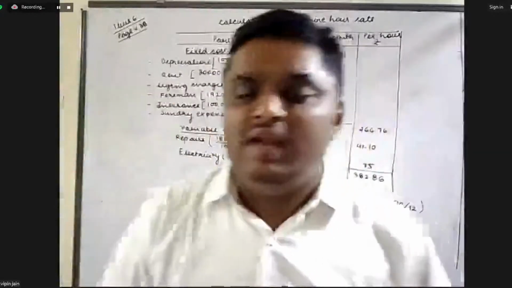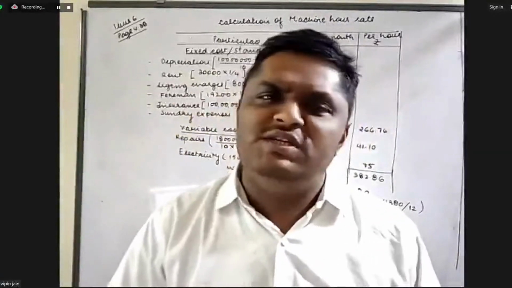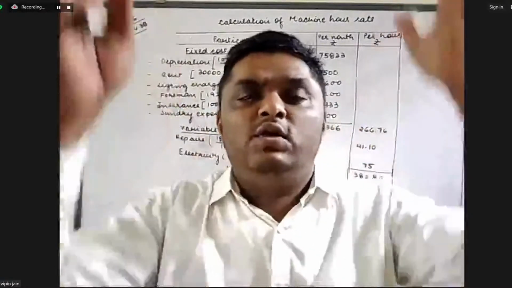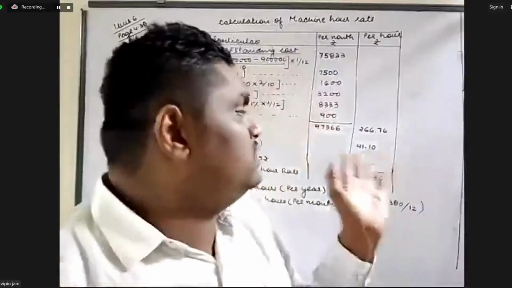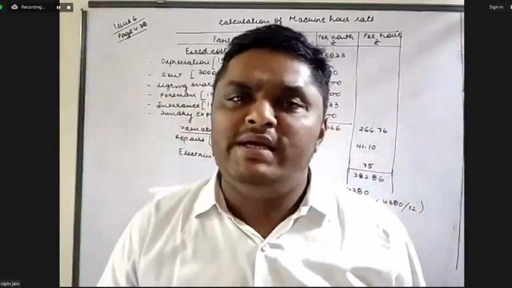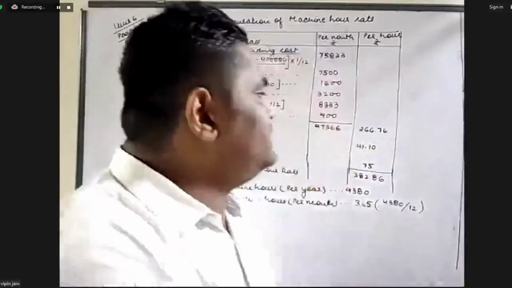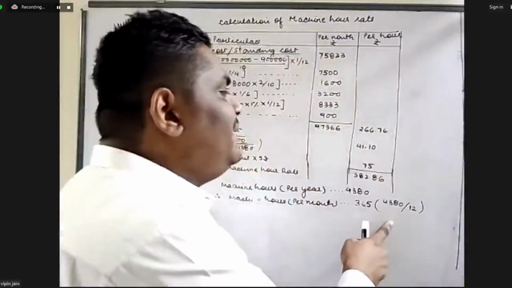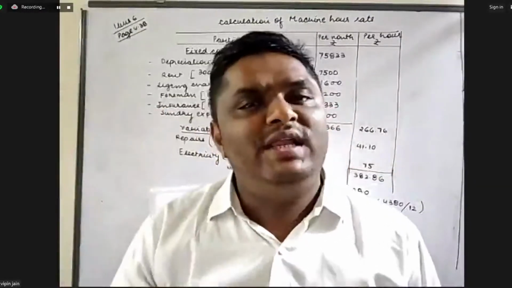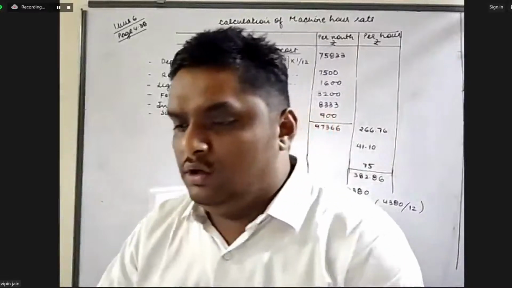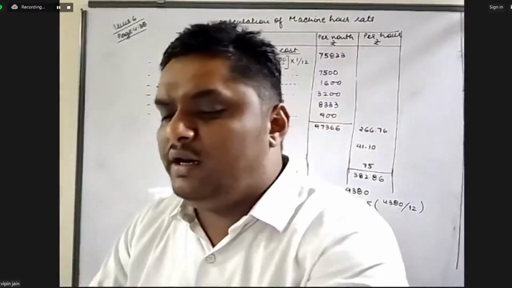So this is how the machine hour rate is calculated. Again, the concept is very easy. That is the total cost divided by the number of hours. When talking about the variable cost, it is always calculated on per hour basis. And when talking about fixed cost, calculate the total fixed cost divided by number of hours. We'll get the fixed cost per hour plus the variable cost. We will get the total cost. So this is all about machine hour rate.